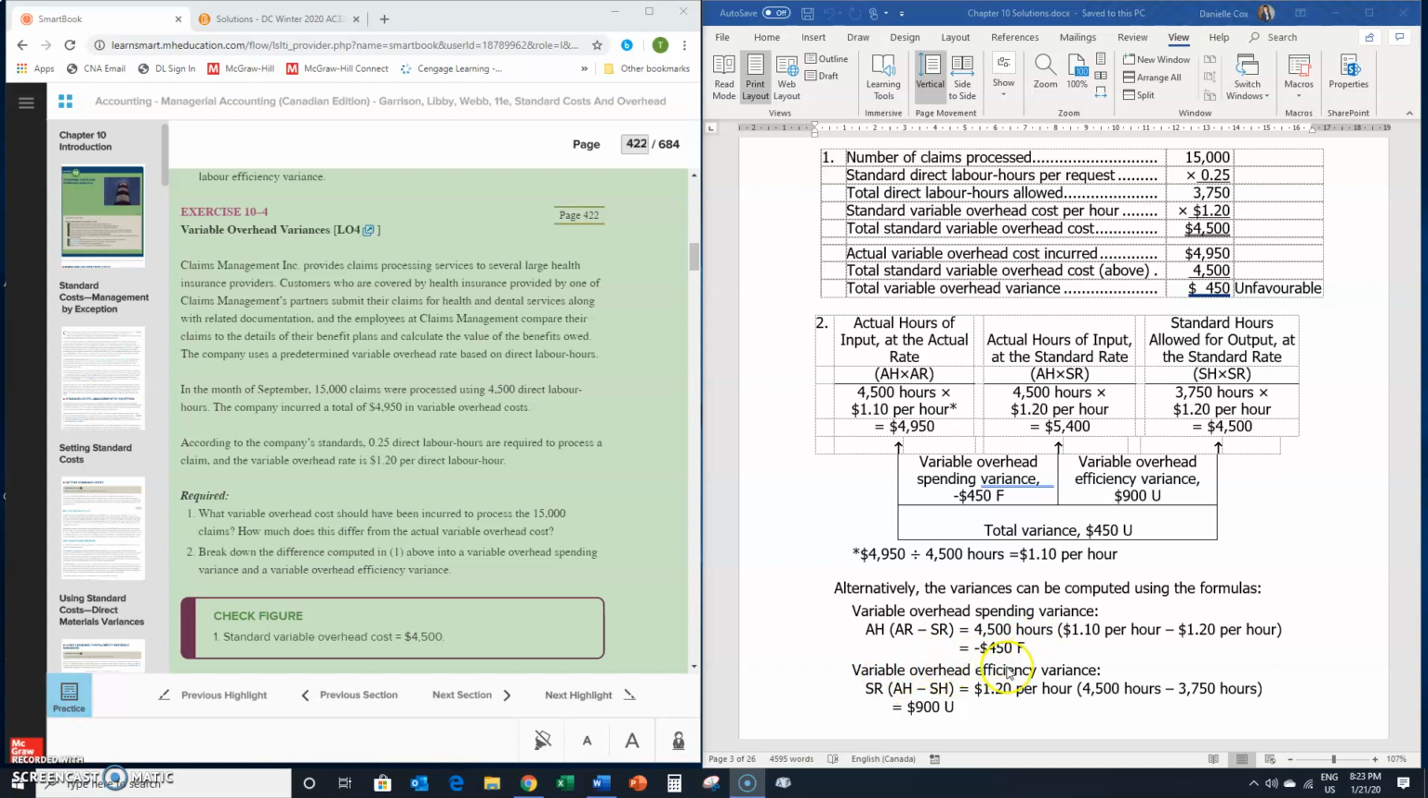Variable overhead efficiency variance: standard rate times actual hours minus standard hours. Standard rate, $1.20 per hour, actual hours given at 4,500 hours, and our standard hours we calculated up here, 3,750. You get positive $900, and it's a positive number, so it's unfavorable.